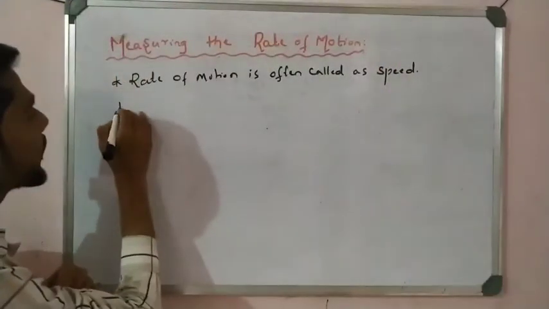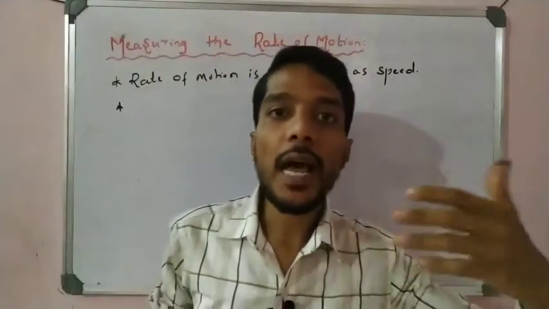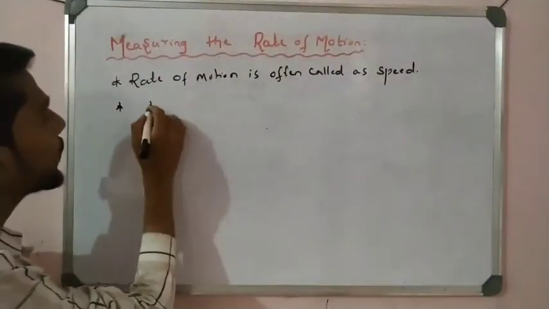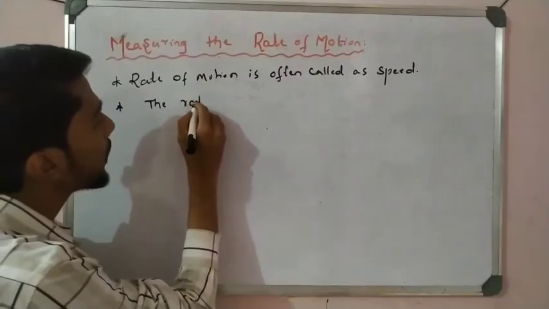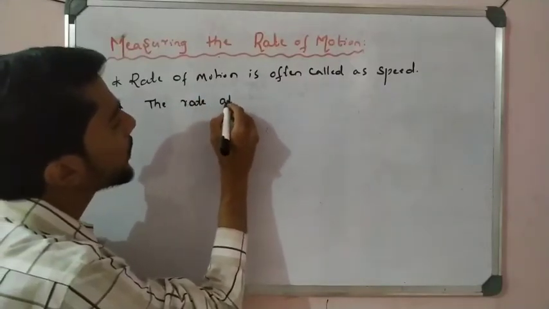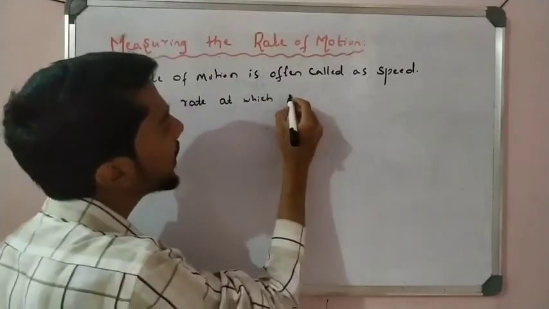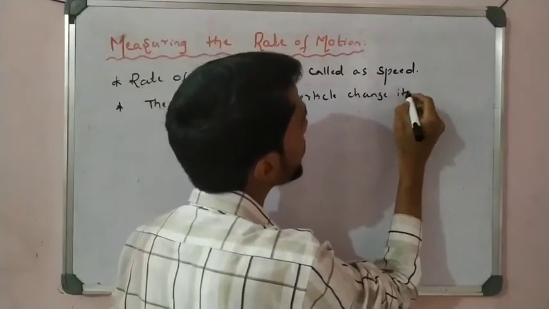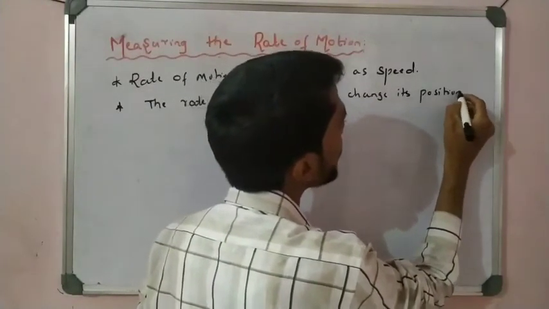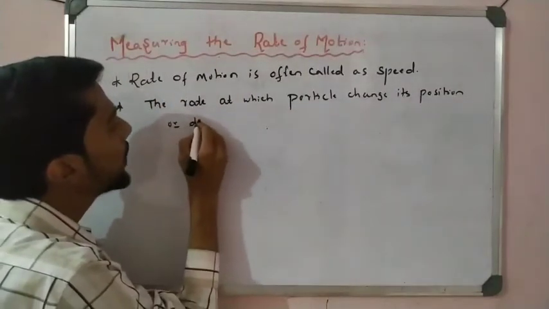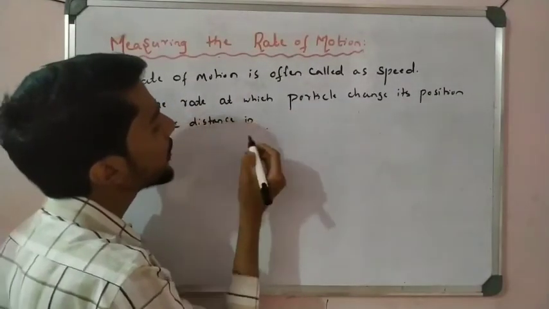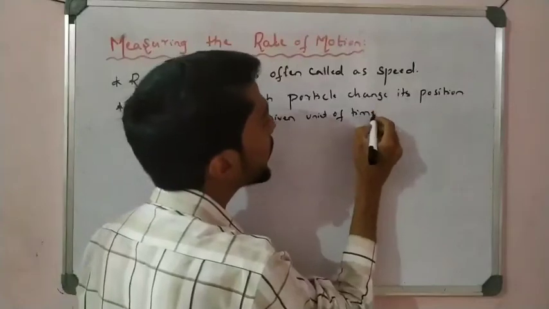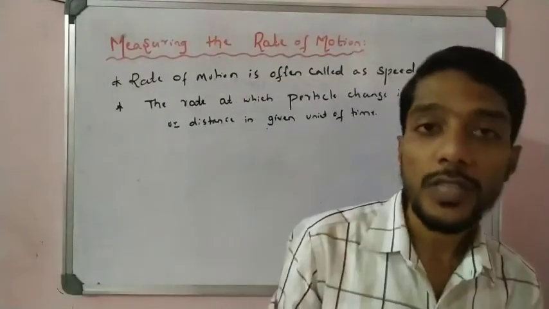So what is speed? Speed is nothing but the distance traveled by the particle in a given time. That is, the rate at which a particle or body changes its position, or also we say distance, in a given unit of time, is called speed. So that is a very important definition.